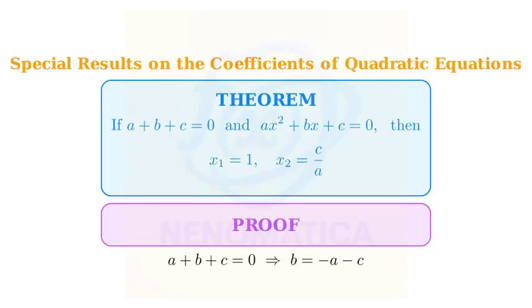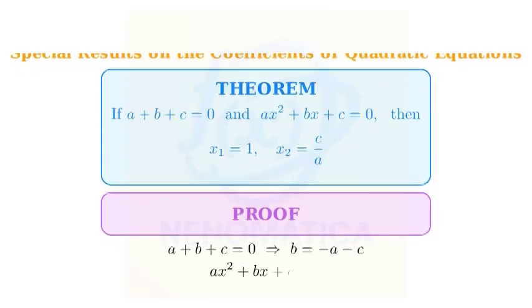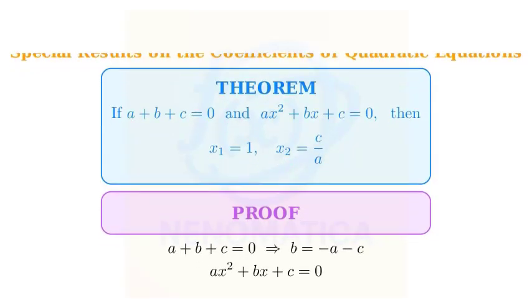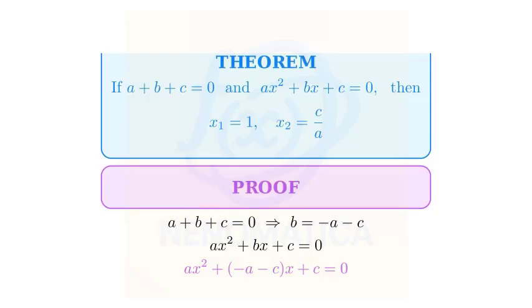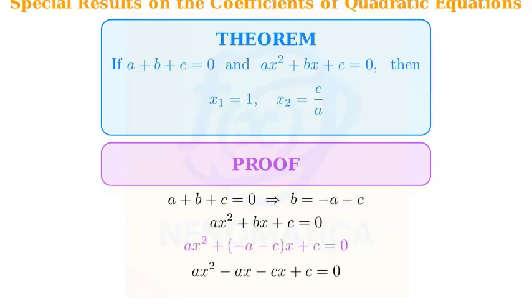Step 1. From a plus b plus c equals 0, we isolate b. So b equals negative a minus c. Step 2. Start with the quadratic equation, ax squared plus bx plus c equals 0. Step 3. Substitute b equals negative a minus c into the quadratic. Step 4. Distribute and write the middle term as two pieces.